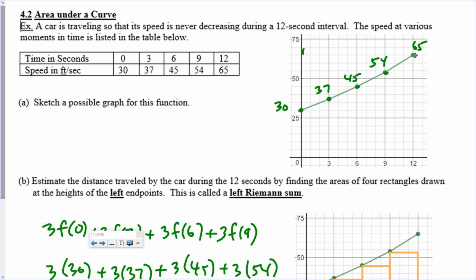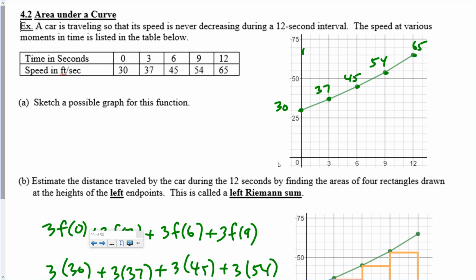So this is going to become our curve. What we're going to do is try to approximate the area under the curve, and we're going to use different methods. We're going to use the left-hand method, the right-hand method, the midpoint method, and the trapezoid method. I'm going to try to show you guys all these methods.